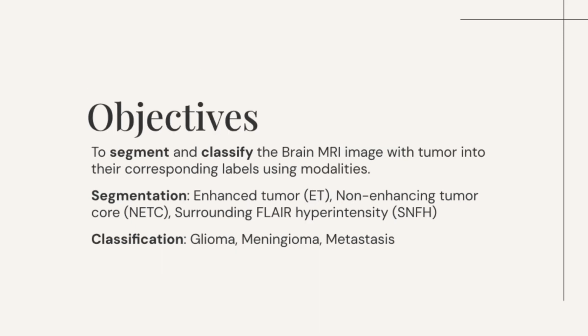Our goal is to segment and classify brain MRI images with tumors into their corresponding labels using different imaging modalities. For segmentation, we define three regions: enhancing tumor, non-enhancing tumor core, and surrounding FLAIR hyperintensity. For classification, we categorize the tumors into three types: glioma, meningioma, and metastasis.